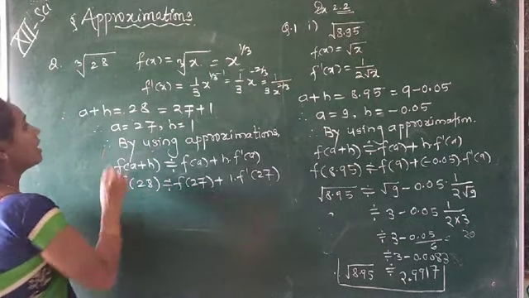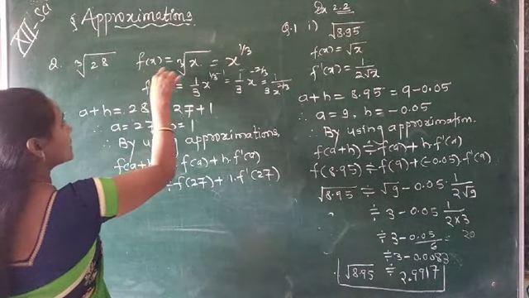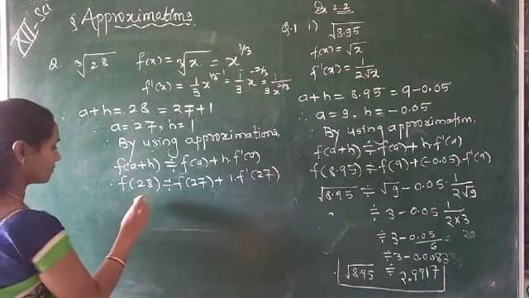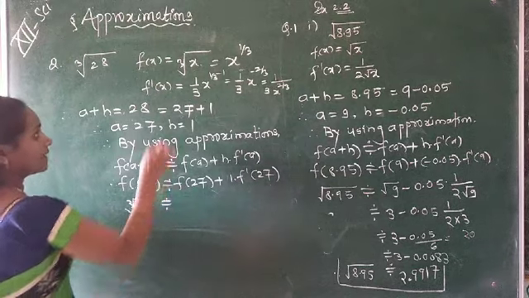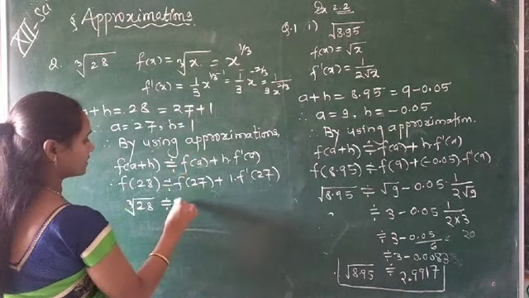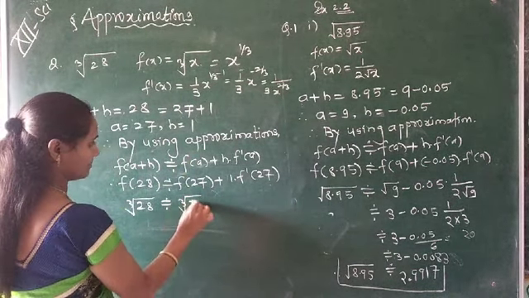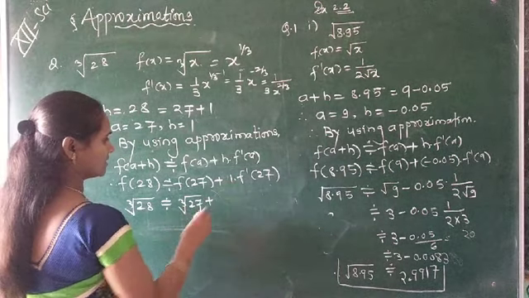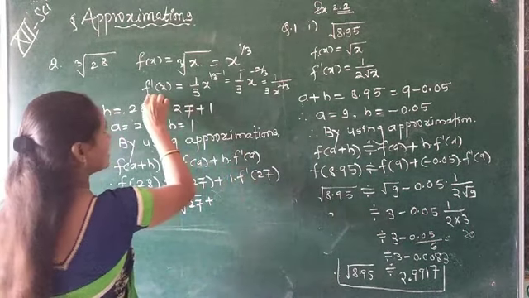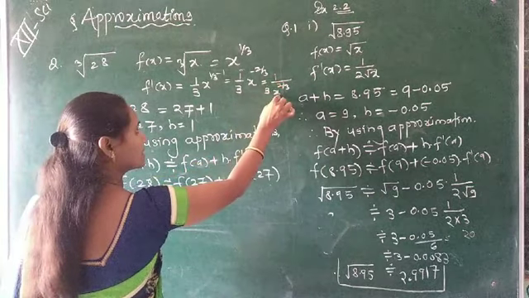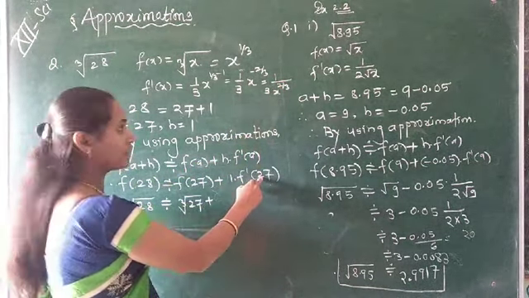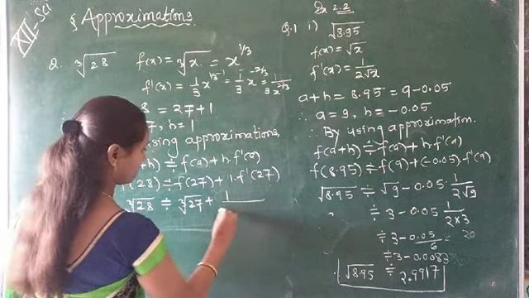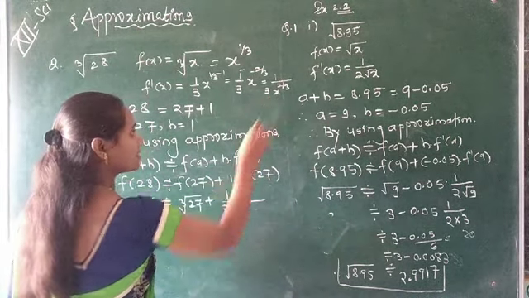Now see here, how to define f of x? That is f of x means cube root of x. Then f of 28 is cube root of 28. Now again f of x is cube root x, since f of 27 is cube root of 27 plus the 1 as it is. F dash of 27, f dash of x is 1 upon 3 into x raised to 2 by 3. So instead of x, we have to take the value of 27.